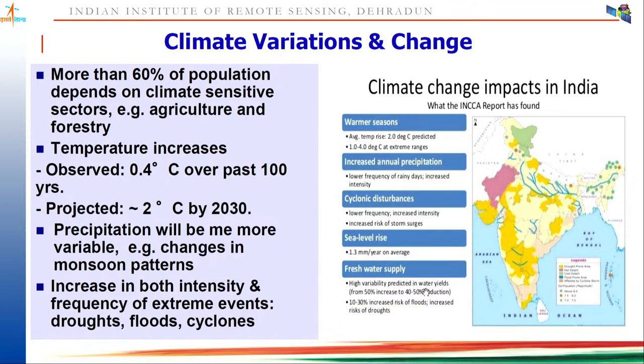Water supply is predicted to have high variability, with a 50% increase or 45% reduction. Flood risk will increase by 10 to 20%. Similarly, drought is also going to increase by 10 to 15%. This is the projection. The projected temperature rise may be 2 degrees centigrade by the end of this decade, by 2030.